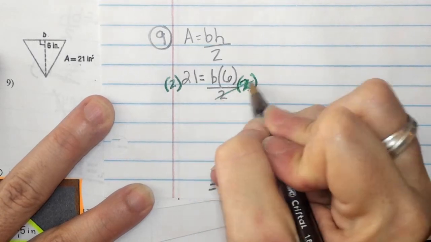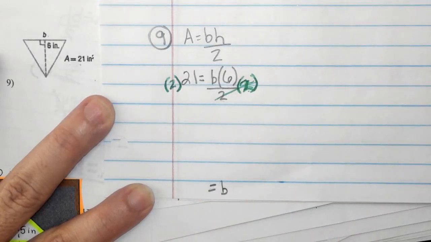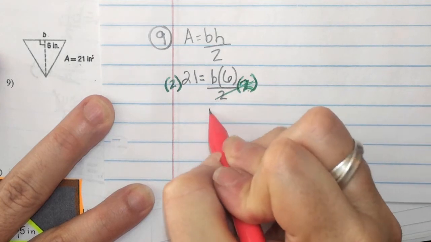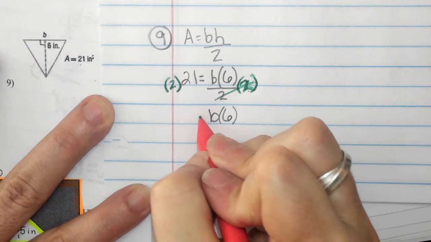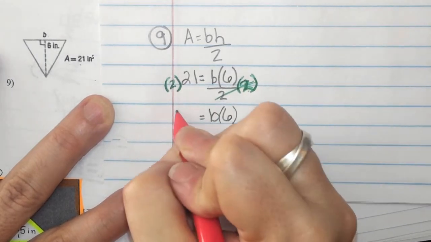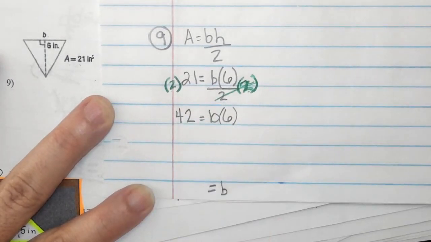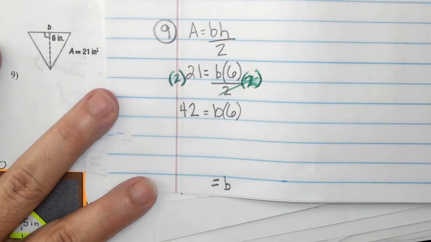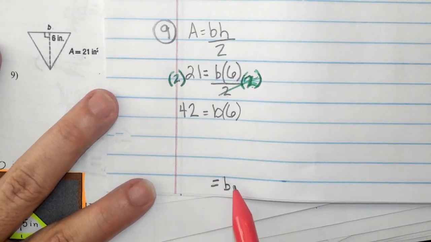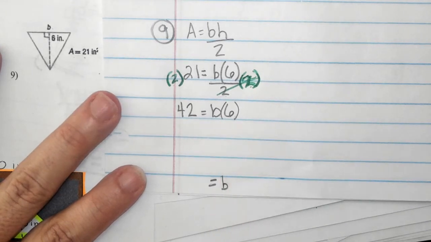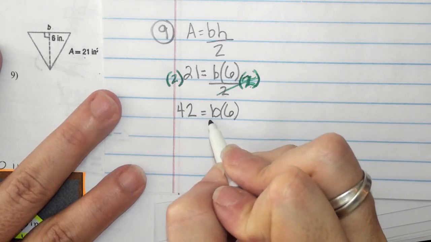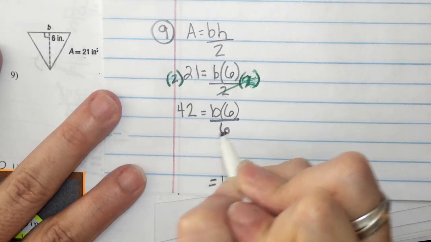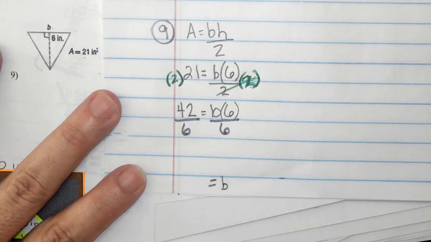Okay, these get to disappear, and I'm kind of left with B times 6, and whatever 21 times 2 is, which is 42. Well, I still have to get the B all by itself, and I have to times 6. So the opposite of multiply is division. We're going to divide by 6 on both sides.